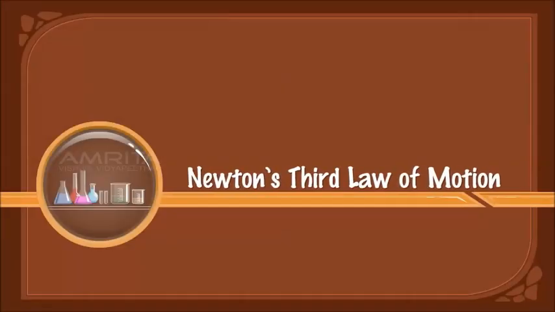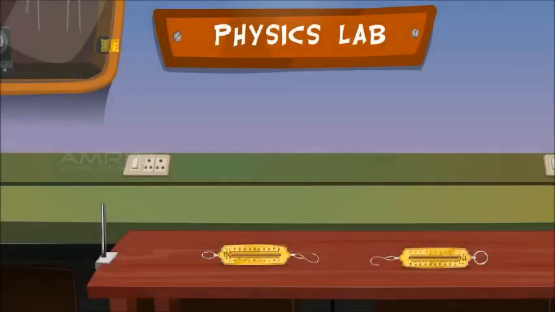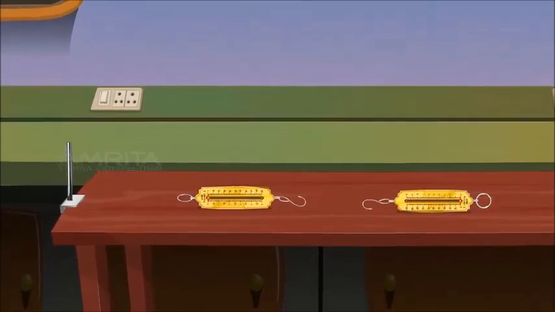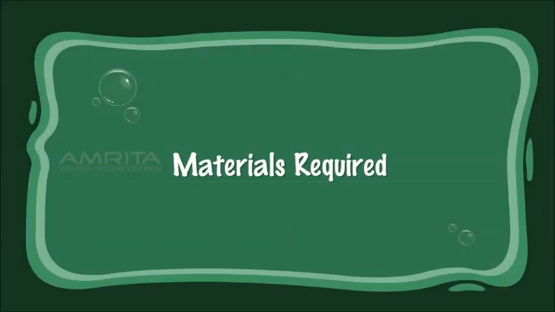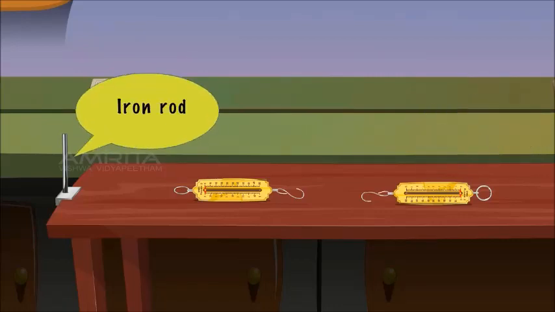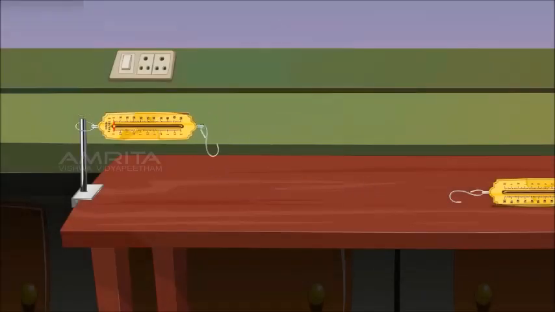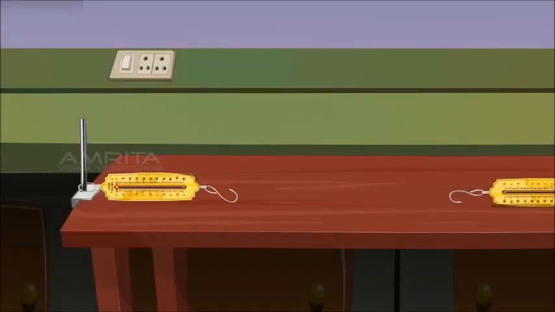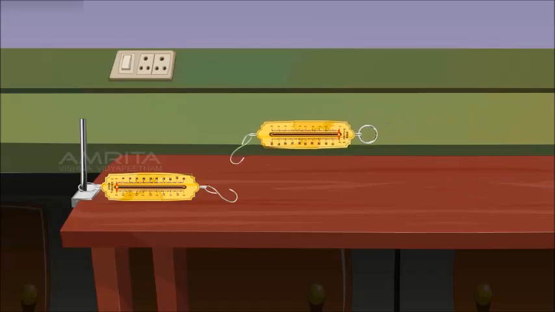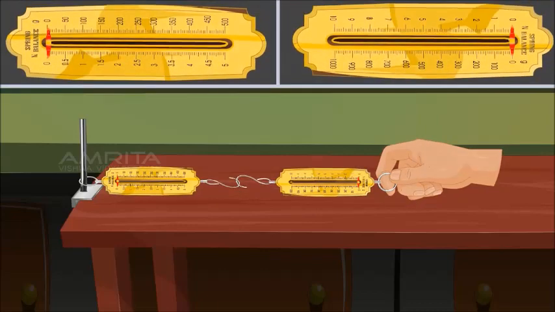Newton's third law of motion. Aim: to verify Newton's third law of motion using two spring balances. Materials required: spring balance of 5N, spring balance of 10N, and an iron stand. Take the spring balance of 5N. Attach one end of the spring balance to the iron stand. Take the other spring balance of 10N. Attach it to the hook of the first spring balance. Hold it exactly horizontal to the table for viewing the reading of both the balances.